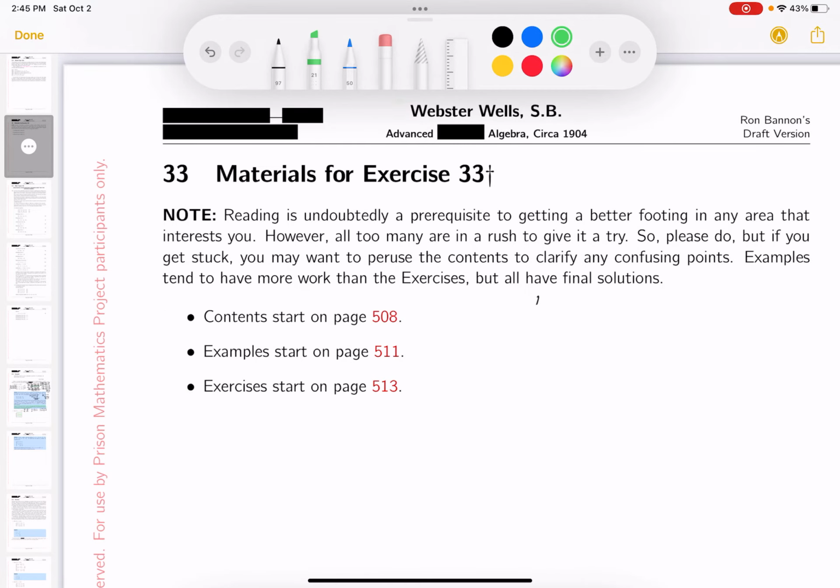Okay, we're in section 33 of the notes now. And again, it's very typical. There will be contents for you to read through and try to understand, examples for you to look through and try to understand, and then you're going to work through the exercises.